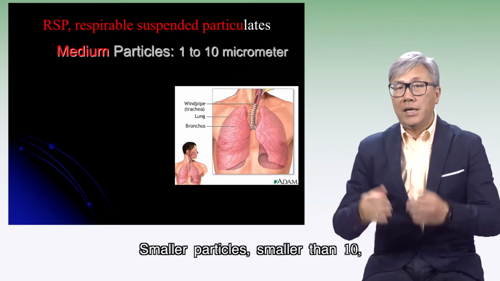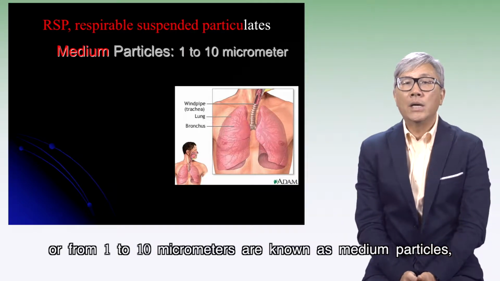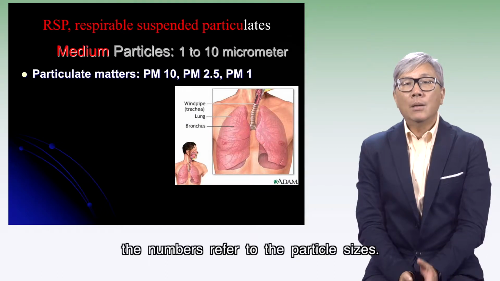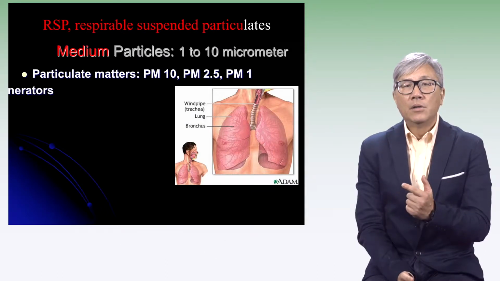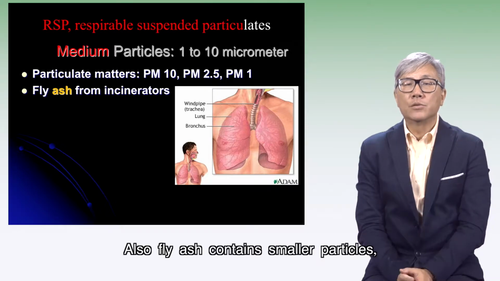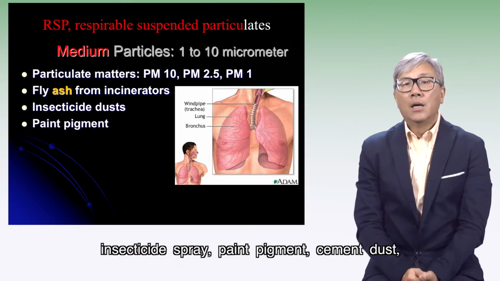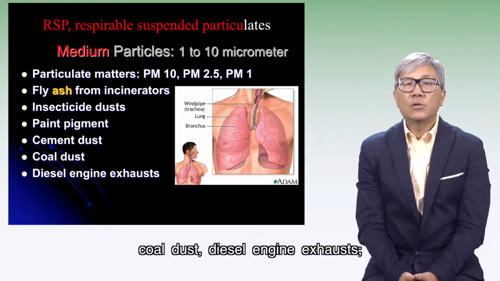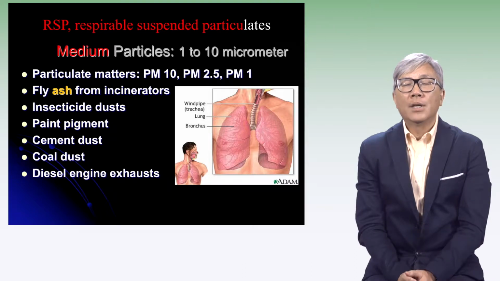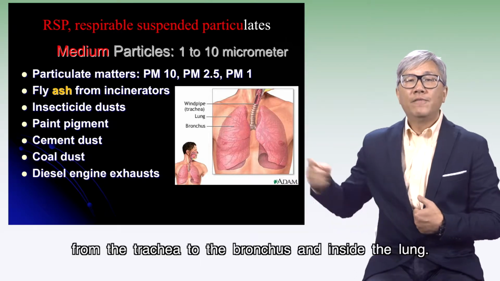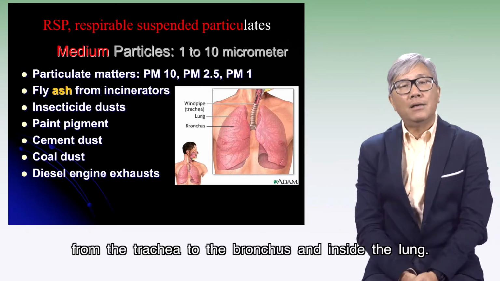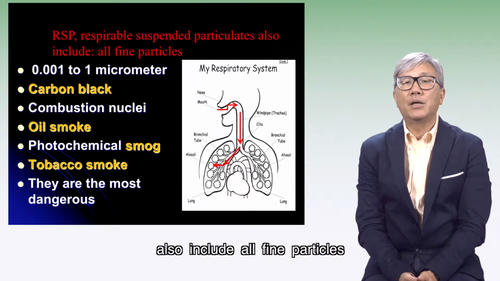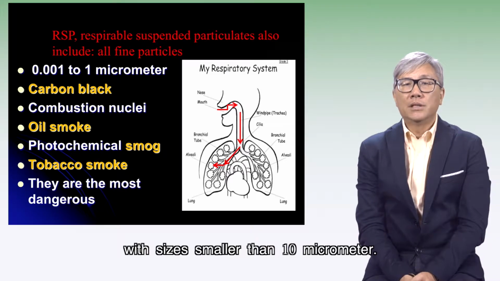Smaller particles, from 1 to 10 micrometers, are known as medium particles, with PM10, PM2.5, PM1. The numbers refer to the particle sizes. Also, fly ash contains smaller particles: insecticide spray, paint pigment, cement dust, coal dust, diesel engine exhaust. As they are small, they can penetrate into the respiratory tract from the trachea to the bronchus and inside the lung. The RSP, respirable suspended particulates, also include all fine particles with sizes smaller than 10 micrometers.